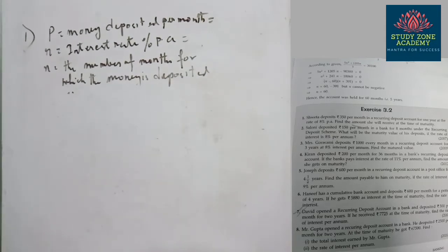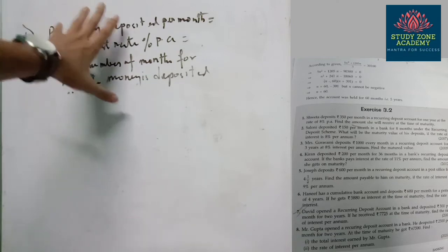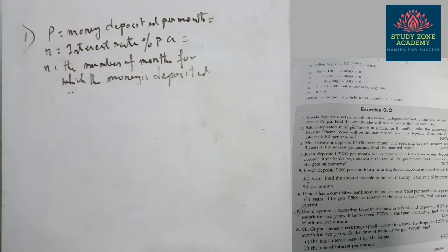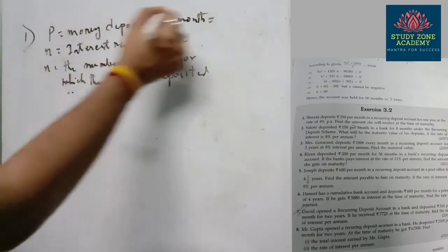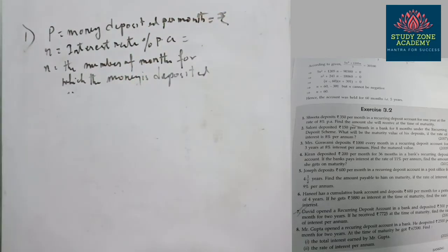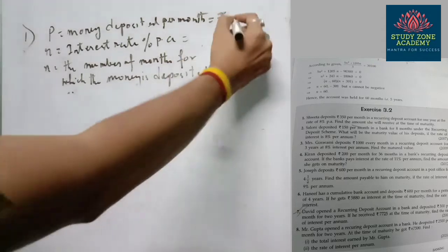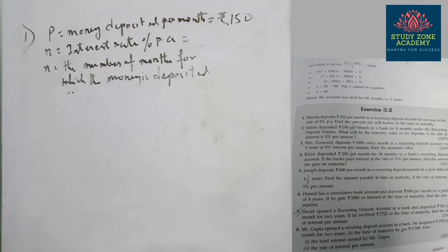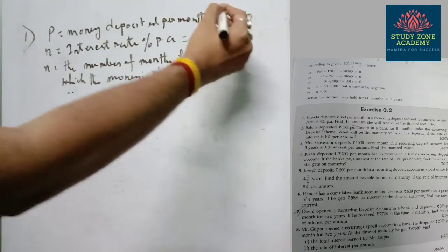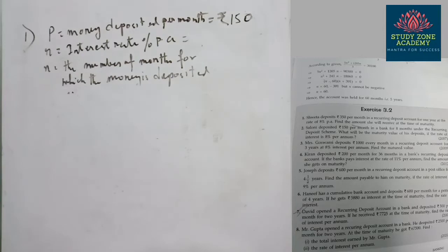Question number 2. Saloni deposited rupees 150 per month in a bank for 8 months under the recurring deposit scheme. What will be the maturity value of her deposit if the rate of interest is 8% per annum? This statement is going to remain constant. Here in place of principal, it is going to be rupees 150.